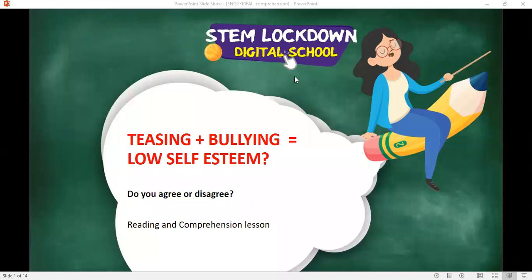If you have a look there at the words in red, it says teasing plus bullying equals low self-esteem. I want to know from you if you agree with this statement or if you disagree. And if you disagree, it is completely fine. Maybe you think teasing and bullying equals something else, or maybe you think it's bullying and something else that equals low self-esteem. So this is just up to you. I want to hear your ideas on our little math English problem there.